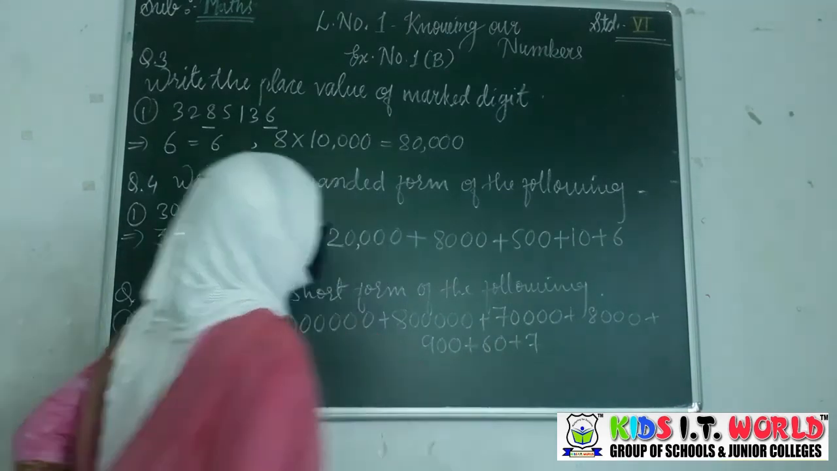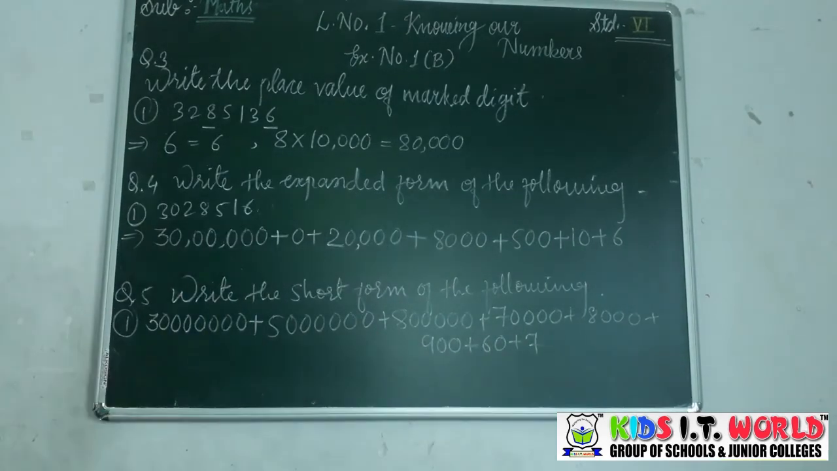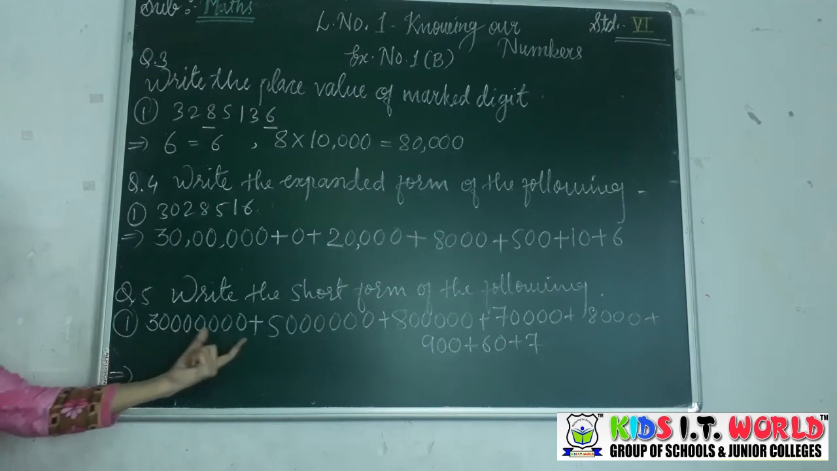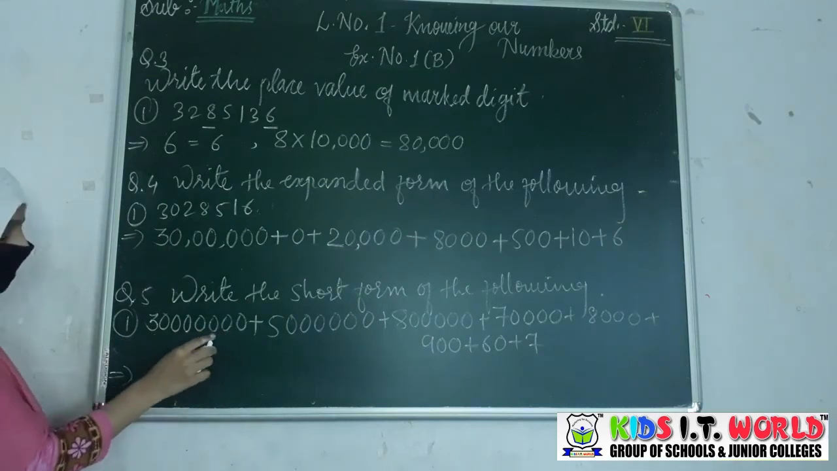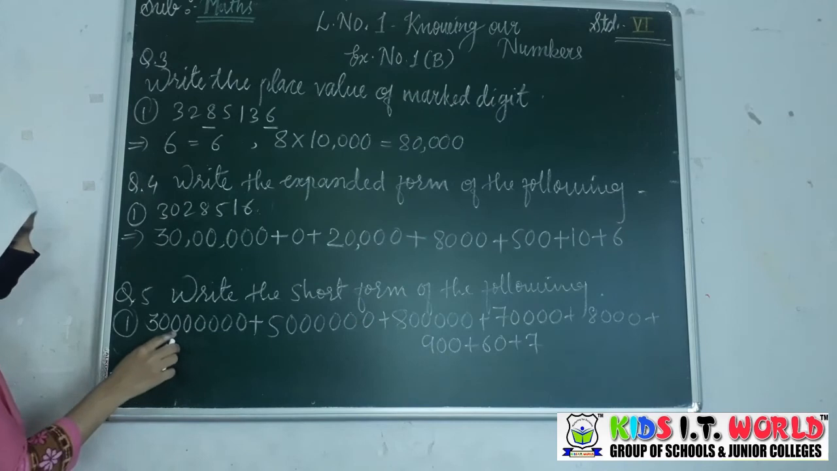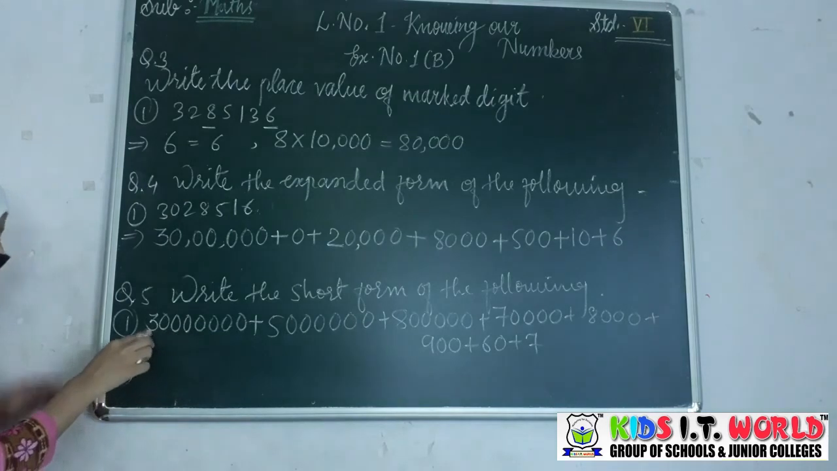So here in this question the expanded form of the number is given to you and you have to write the short form of the given expanded number. So how will you write it? First of all, see the question, read it from the month. So ones, tens, hundreds, thousands, ten thousands, lakh, ten lakh, crore. So it is 3 crore.